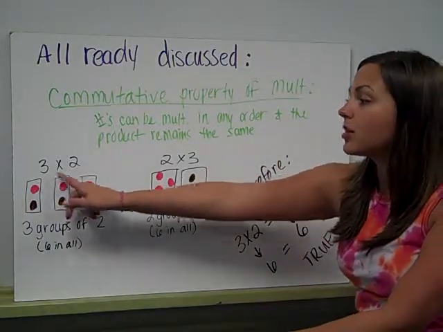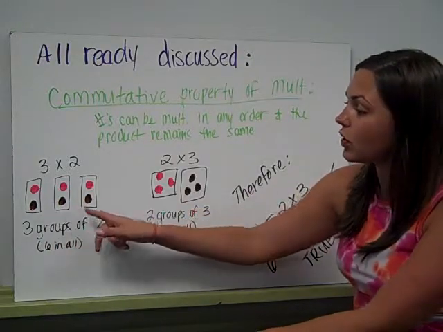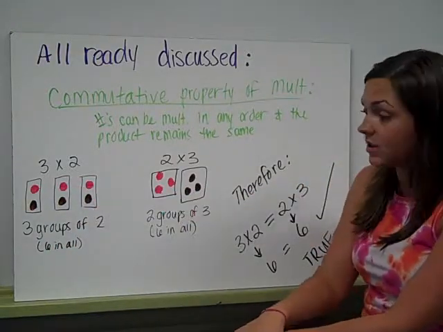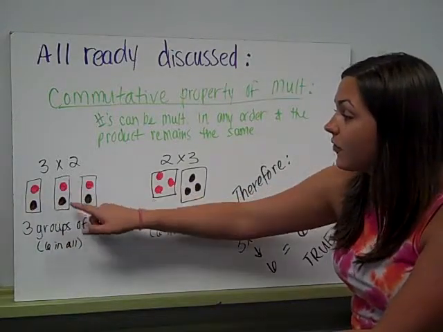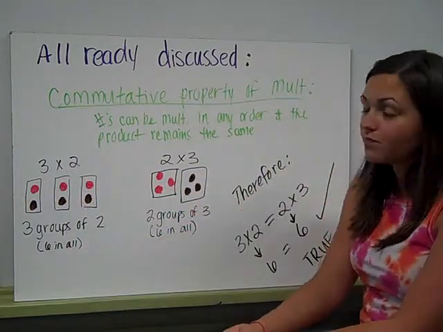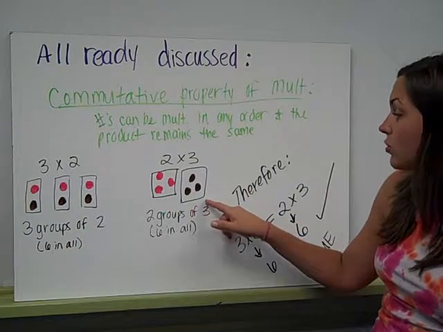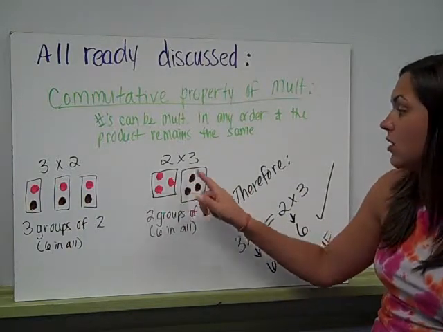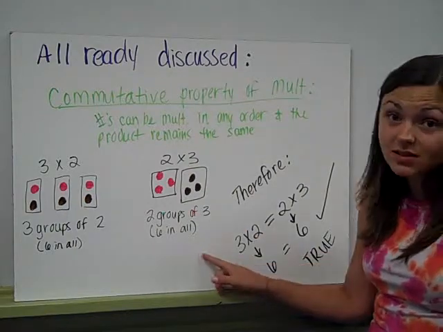So here we have 3 times 2. 3 groups of 2. Here I have 1 group, 2 groups, 3 groups, and each group has 2 inside of it. I have 6 circles in all. 1, 2, 3, 4, 5, 6. So 3 times 2 is 6. Over here I have 2 times 3. I have 2 groups with 3 in each. 1, 2, 3, 1, 2, 3. So I have 2 groups of 3, which gives me 6 in all.